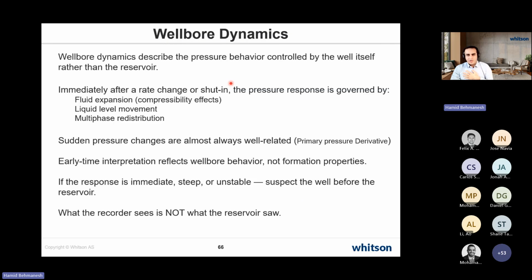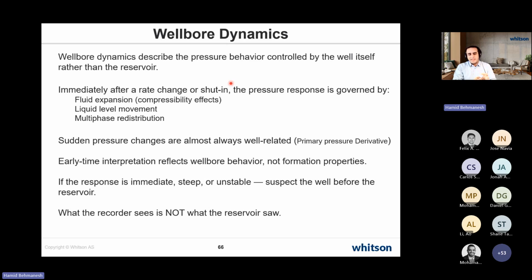But all in all, what I'm trying to say is that wellbore dynamics are important. We need to know how to identify them. We need to know the level of their strength, because that's going to mask the reservoir performance. If the wellbore storage is quite dominant, you're going to mask the reservoir performance. At the end of the day, we are interested in reservoir performance, not wellbore performance.